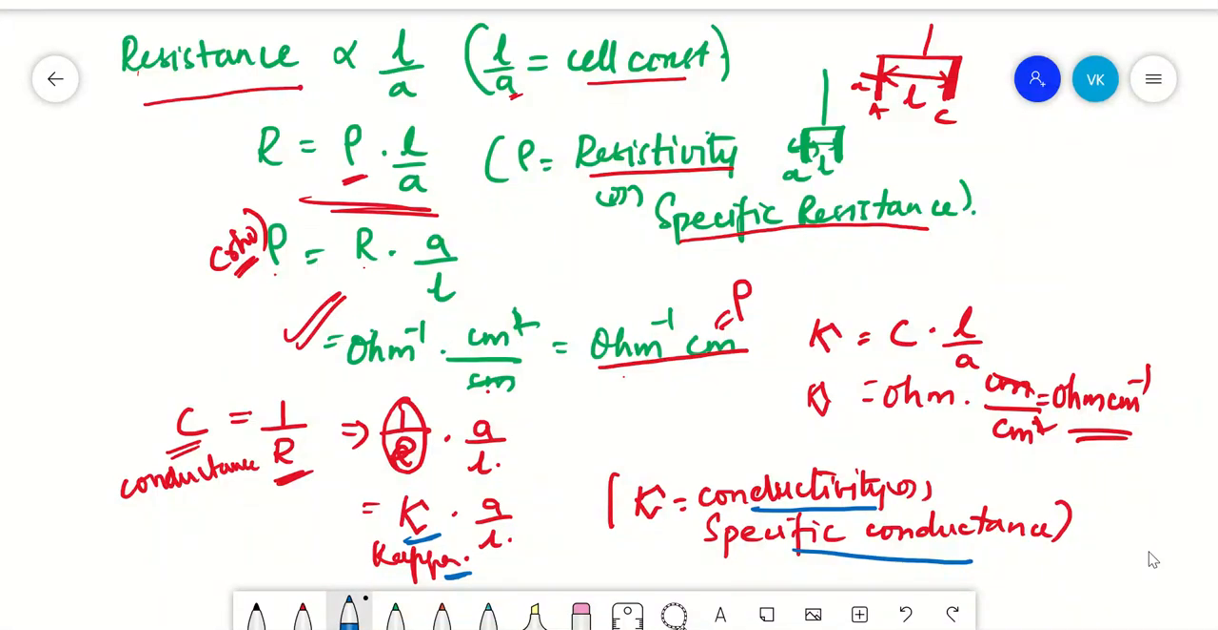What is the unit of conductivity or specific conductance? Kappa is equal to C into L by A. This L I am just putting on that side, so L by A. C has unit ohm inverse, length is centimeter, area of cross section is centimeter square. So what you get here is ohm inverse centimeter inverse for your kappa. So the unit of kappa here is ohm inverse centimeter inverse. These are also very important formulas and terms that are involved in your electrochemistry.